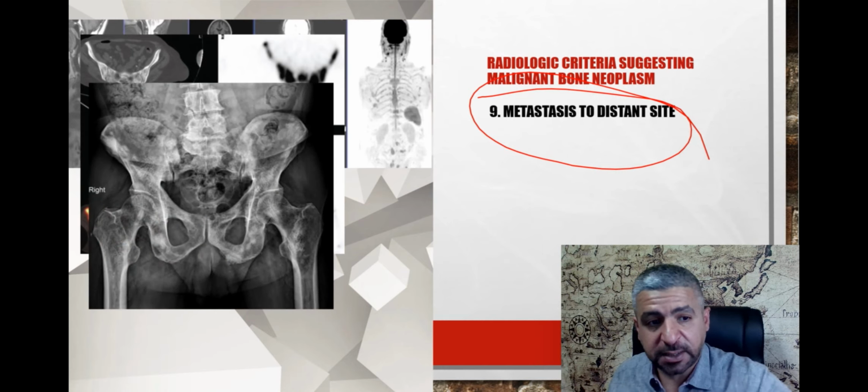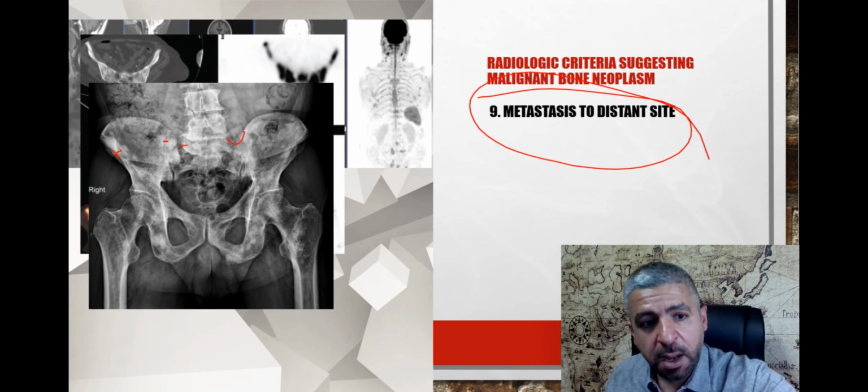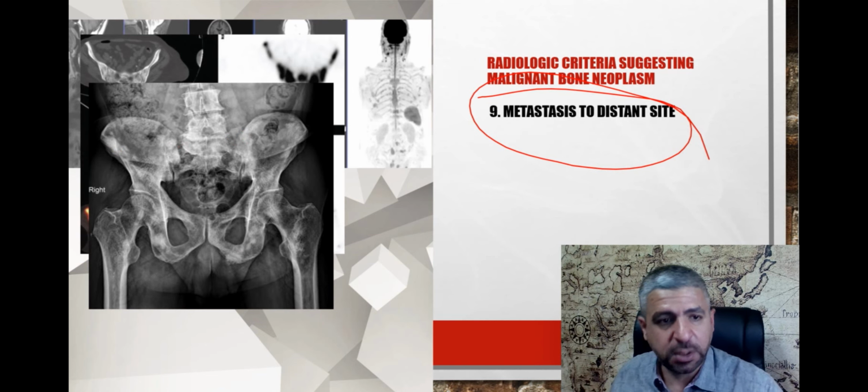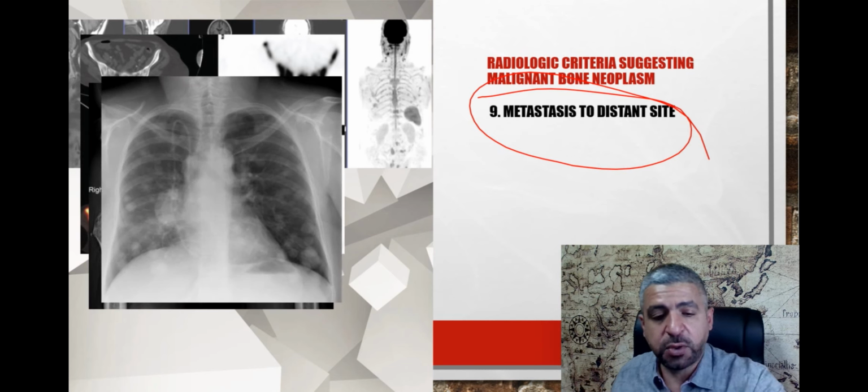And metastasis can be seen by X-ray. You can see there are innumerable sclerotic lesions here and there in the bones. And these are all metastatic lesions from whatever primary tumor he had. Okay, and metastasis can be to other soft tissues, not only bones like here.